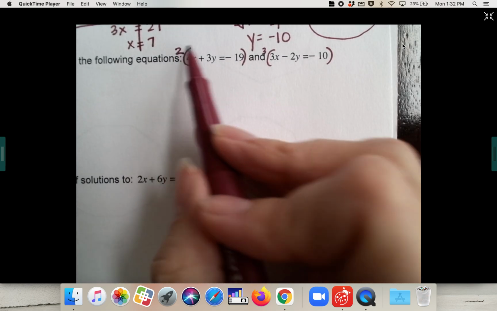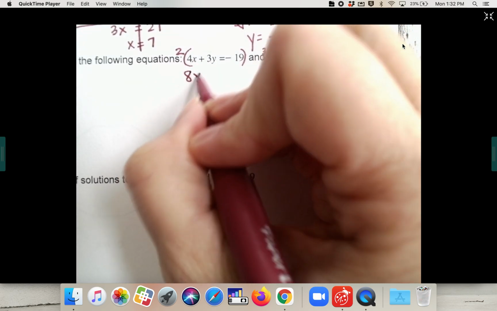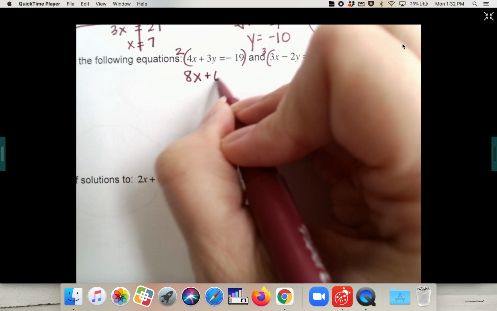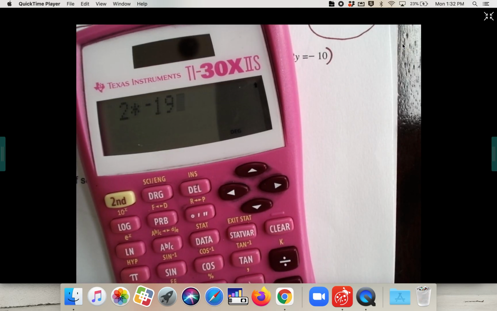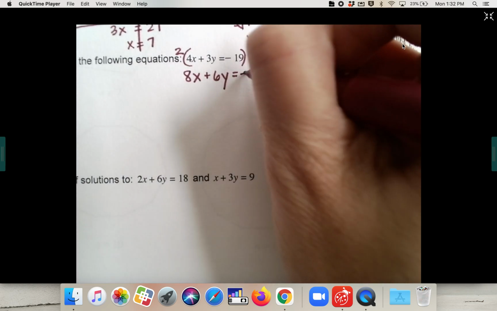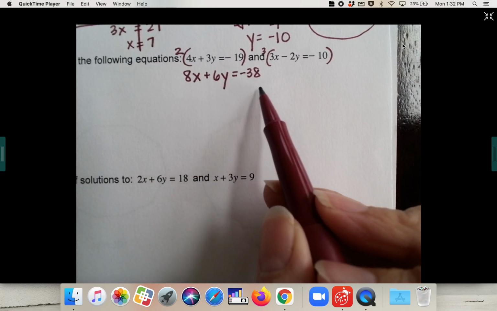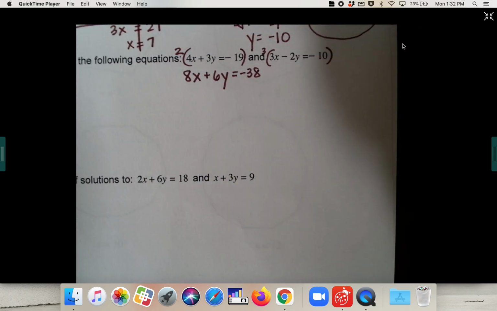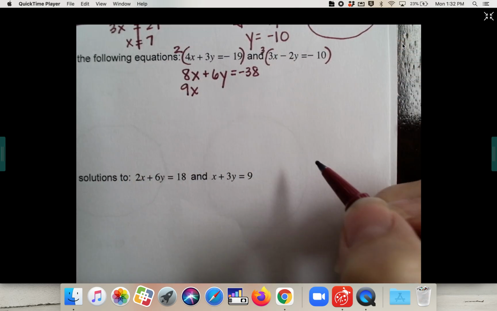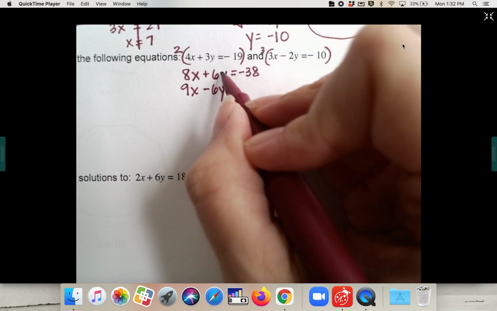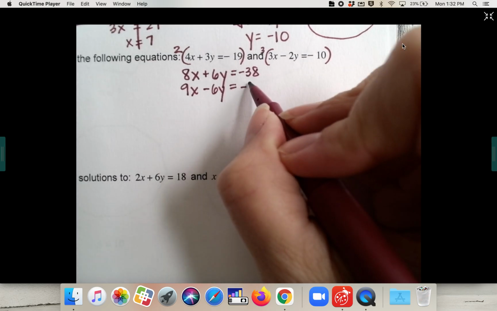So let's start by distributing 2 times the first set of parentheses. 2 times 4x is 8x. 2 times 3y is 6y. And 2 times negative 19 is negative 38. All right, now I'm going to distribute this other one, and I'm going to line it up underneath my new equation. 3 times 3x is 9x. 3 times negative 2y is negative 6y, and I can see those are going to eliminate. So keep going. 3 times negative 10 is negative 30.